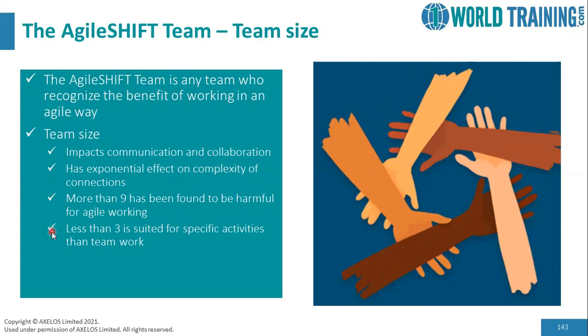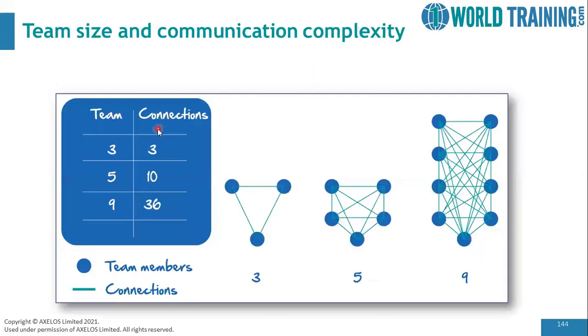Similarly, less than 3, for example, 2 people or just 1 person, is not suited for agile ways of working, but maybe for just specific activities or tasks rather than teamwork. We see here some pictures when there are 3 people in a team. These are the 3 lines of connections or communication. When we make it 5, the number is much higher. And when we have 9, then you can look at the enormous number of lines there. So it increases from 3 to 10 to 36 when the team size is 3 to 5 to 9.